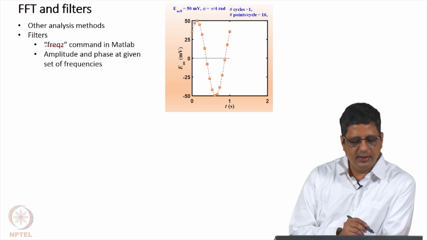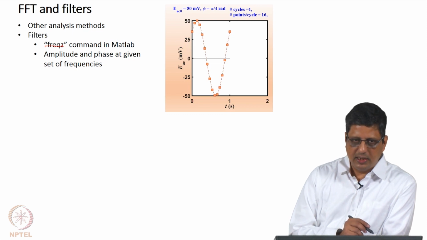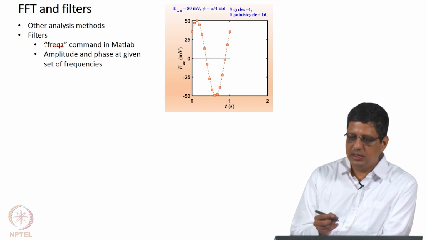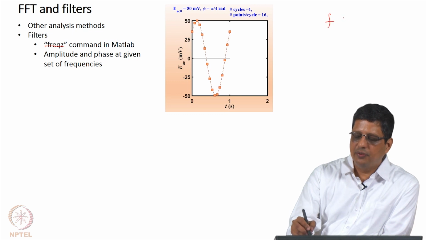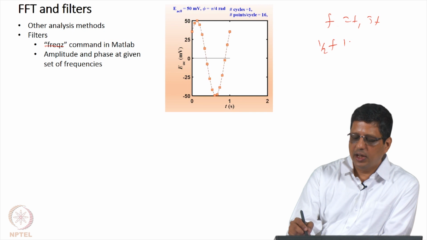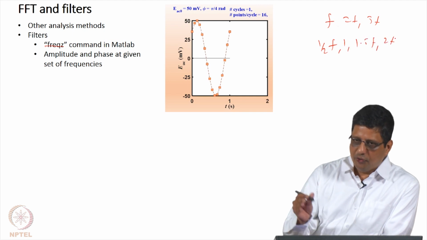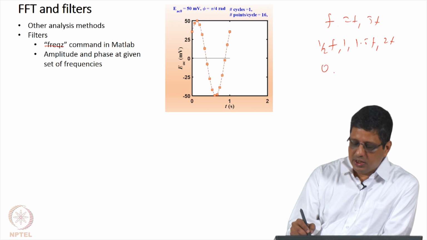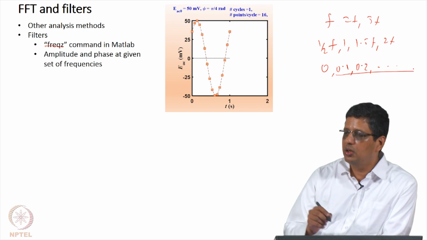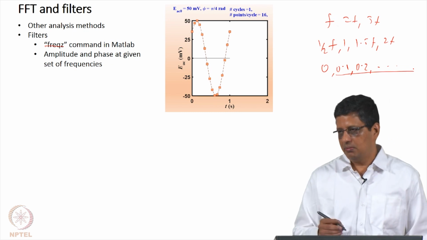An example is the freqz command in MATLAB. If you look at the Fourier transform earlier, you get data at finite time intervals, at f, 2f, 3f. You can get data at half f, 1f, 1.5f, 2f. If I go for a long time, you can also imagine I get 0.1 hertz, 0.2 hertz, but the frequencies are also at even intervals.